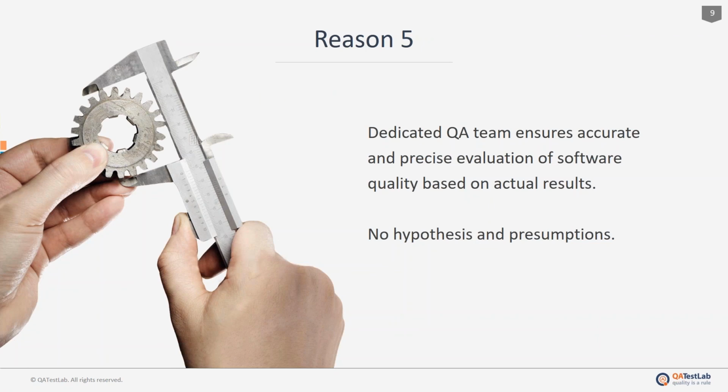The reason number 5 is fresh view. A dedicated QA team is not aware of all the properties of how the system is designed to operate. Without any preconceptions, testers evaluate and verify the quality according to the requirements and specifications, if any. They ensure exact and accurate evaluation. A dedicated QA team has an independent fresh view from the developer's point of view.